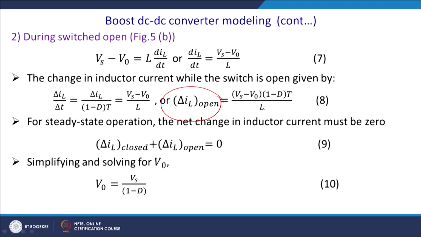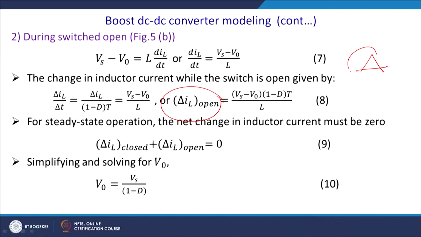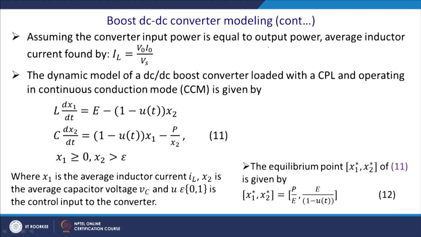So, for the steady state of operation we know that there will be a positive ripple and a negative ripple, and ultimately the average inductor current remains the same. Considering that, delta IL open and delta IL closed should sum to 0, and we can simplify these equations and rewrite that V0 equal to Vs by (1 minus D). So, assuming the converter input power is equal to the output power, the average inductor current is found by IL equal to V0 I0 by Vs.